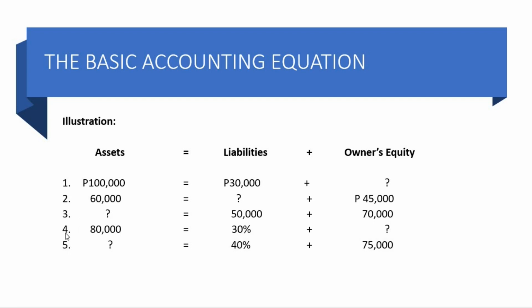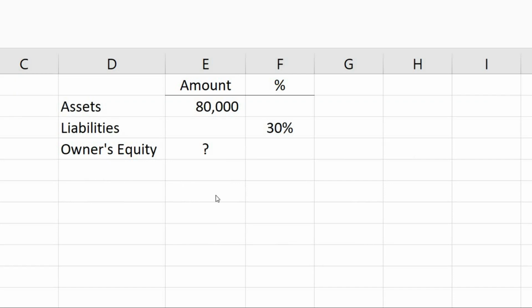Next, we'll have number 4. For number 4, we are now given a percentage. Assets here are 80,000. Liabilities are 30%. And then, missing is your owner's equity. So, how do we compute the owner's equity here? These are the given data: your assets are 80,000, our liabilities are 30%, and our owner's equity is missing.